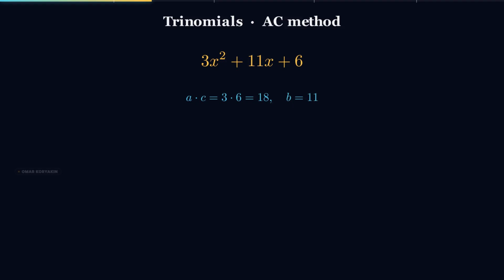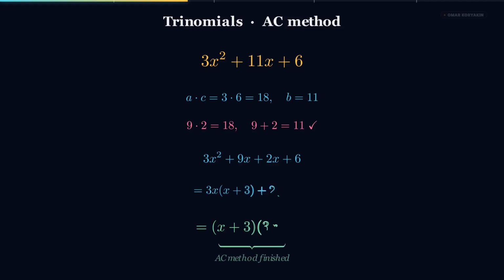The candidate pairs of 18 are 1 and 18, 2 and 9, and 3 and 6. Test each one for the sum. 9 times 2 is 18 and 9 plus 2 is 11. Both conditions met. The pair we want is 9 and 2. Use the pair to split the middle term. 11x becomes 9x plus 2x. The trinomial becomes the four-term polynomial 3x squared plus 9x plus 2x plus 6.